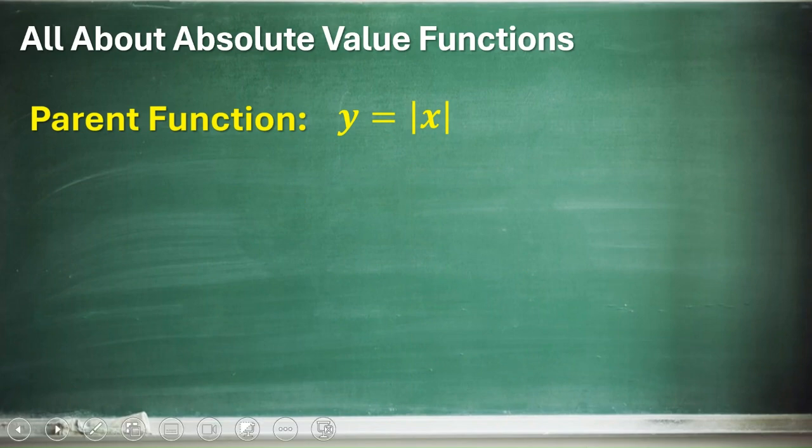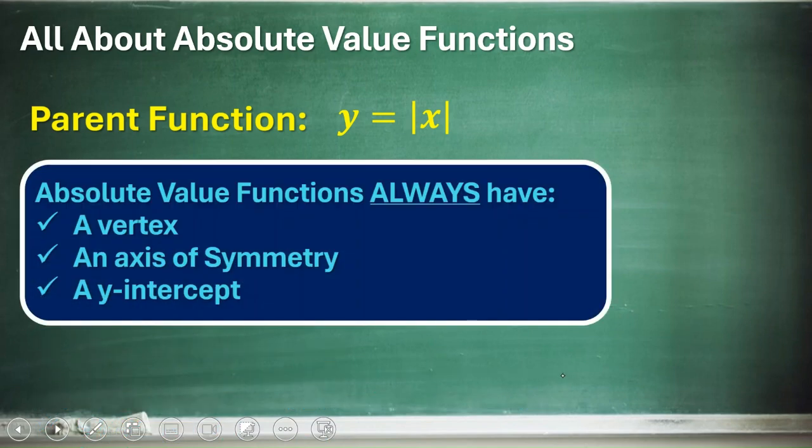Now let's look at what's always true for absolute value functions. They always have a vertex. They always have an axis of symmetry, which means the graph is completely symmetrical, and they always have a y-intercept. If you've studied quadratic functions in the past, you're going to notice that these are all very similar. The graphs look different, but the behavior is similar.